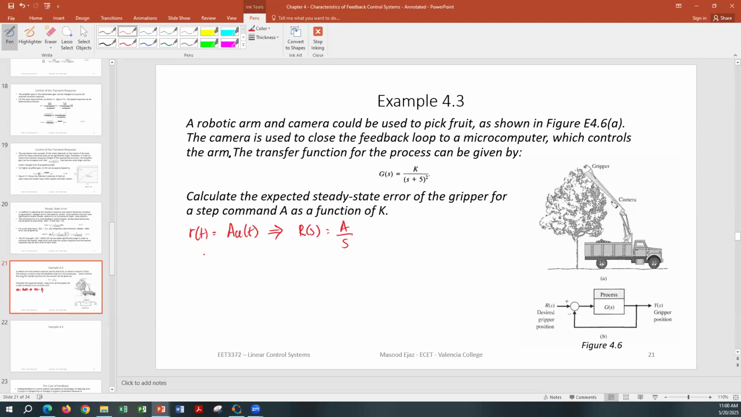The transfer function of the system is simply G(s) over 1 plus G(s). Process is G(s), unity feedback system, and G(s) is K over (s plus 5) squared. So K over (s plus 5) squared divided by (s plus 5) squared plus K. This is after simplification.